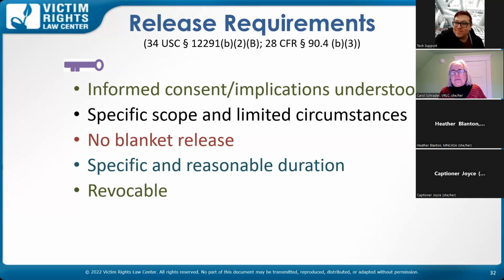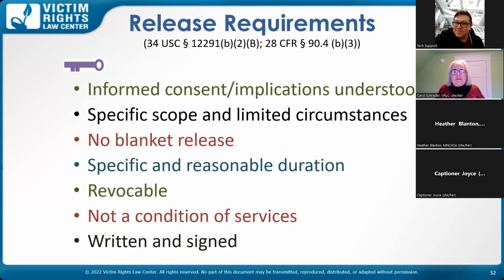So that means that the person who released the information can call. It doesn't have to be in writing or write in or however they want to communicate that they changed their mind and they don't want any information that has not yet been released to be released. The last two lines, please. It can't be a condition of service and it needs to be written and signed. So these are all requirements that the members of your team who receive OVW or OVC funding for sure have, with some little differences, which again, if you want to, you should request that chart and you can see exactly what they are.